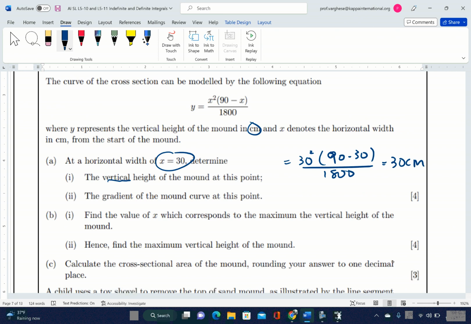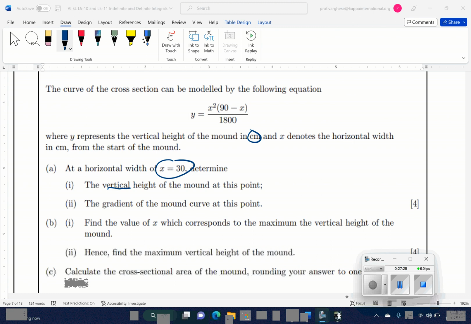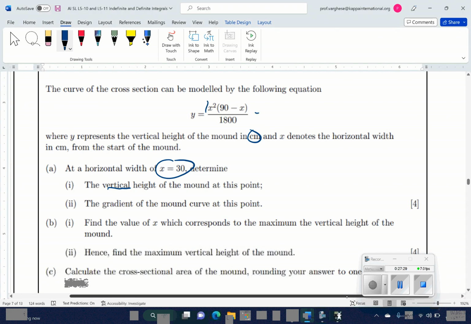For part A2, the gradient of the mound curve at this point, we're going to find the derivative of our function. Just for the sake of space, I erased the other one, so forgive me. So this is all over 1800. There's an imaginary 1 here, so I can rewrite this as 1 over 1800 times x squared times (90 minus x). I can make this a little better and FOIL this out. Distribute: 1 over 1800 times, x squared times 90 is 90x squared, and x squared times negative x is negative x to the third.